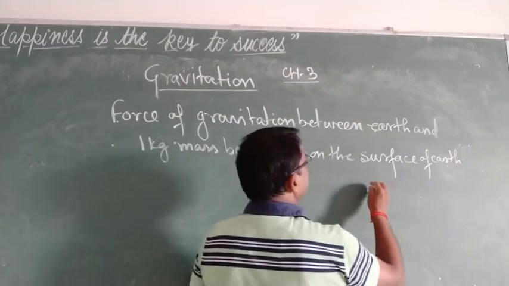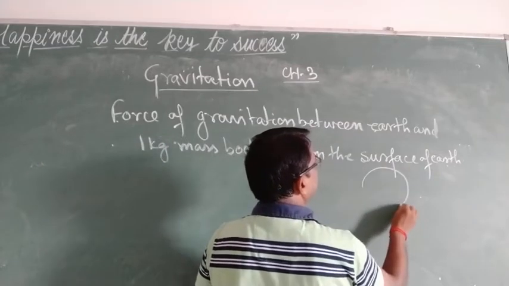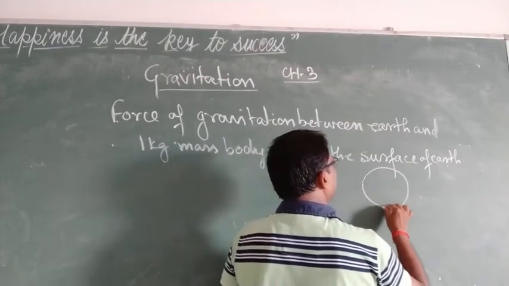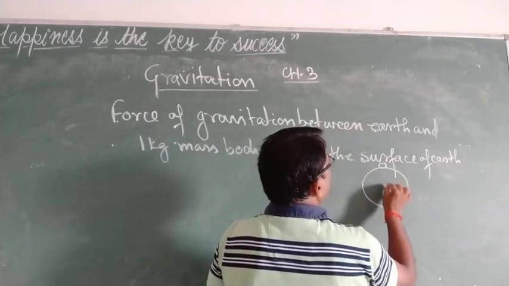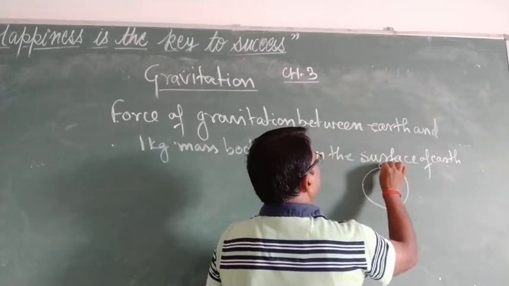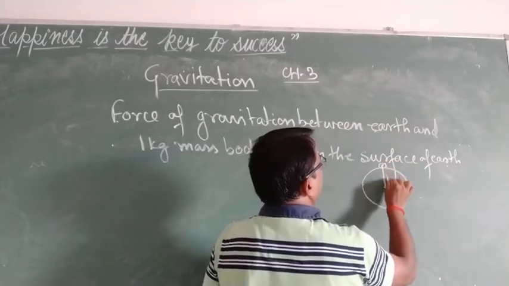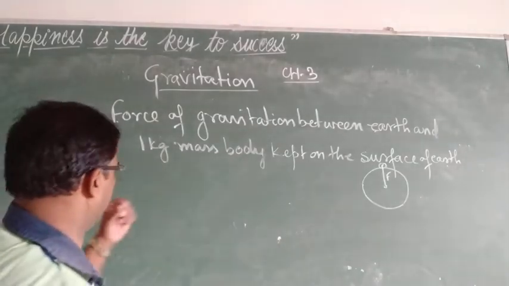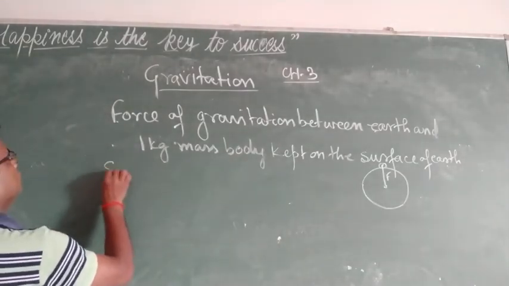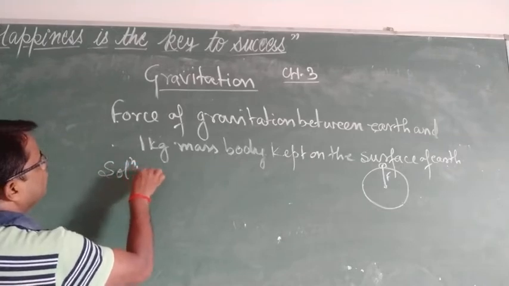You see here, this is the Earth, and we kept a 1 kilogram mass here. Then what is the force of gravitation between these two bodies? You see the solution of this question. How can we find it out?